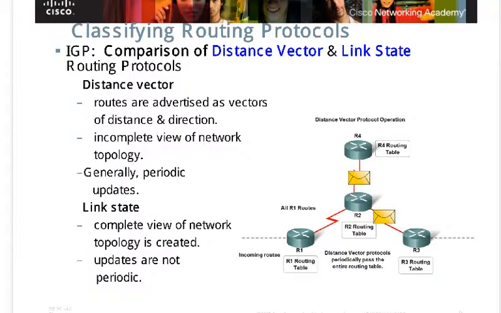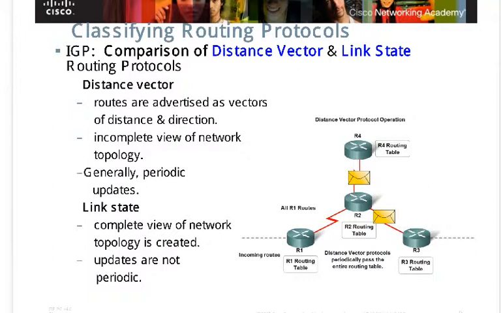Do you see the difference here? In that case, this router will know that there is a link between router 2 and router 1, and this link has a certain state, X, and it will get the information about this link and all the other links in the entire network.